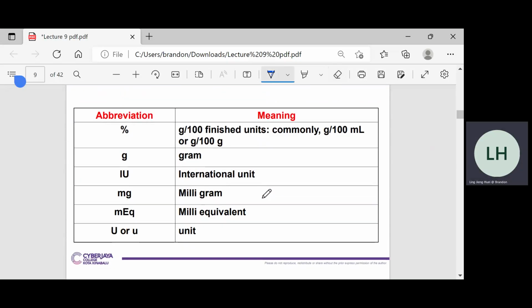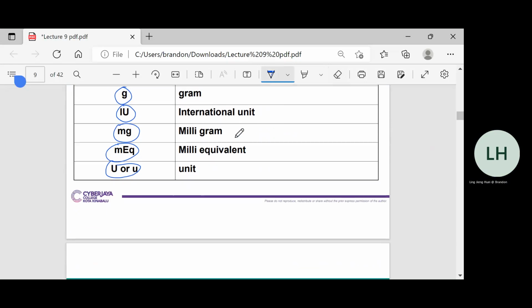Okay, next we have this abbreviation also. For example, percent. Okay, so ini percent lah. And then we have the gram, we have the international unit, IU, milligram, mg, meq, milli equivalent dengan u for unit. This one.